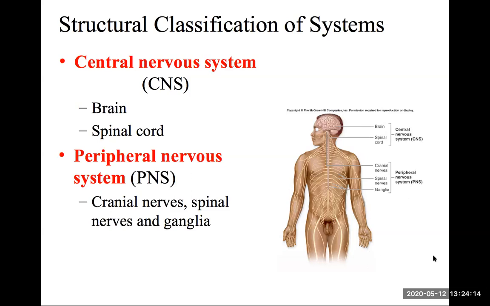Essentially, if you take the entire nervous system, you can break it into 2 large pieces. You have what's referred to as the CNS, or central nervous system, which consists of the brain and the spinal cord. Remember, these are in the dorsal body cavities. And then you have the PNS, or peripheral nervous system. These are the cranial nerves, which we'll see are associated with the brain, the spinal nerves associated with the spinal cord, and the ganglia that house the soma, or cell bodies, of neurons outside the central nervous system.